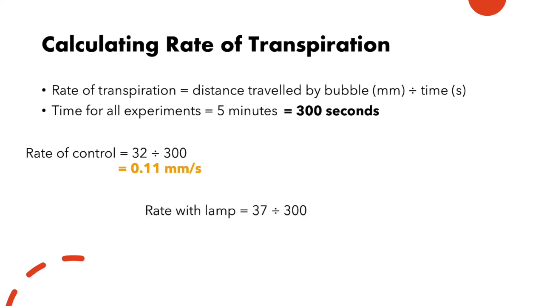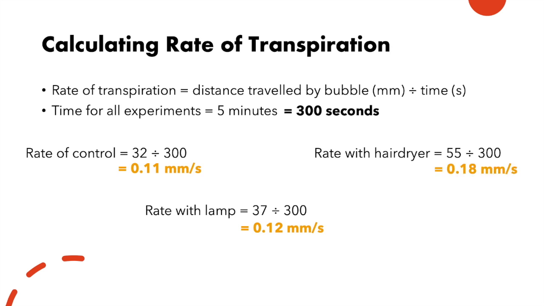For the lamp, we need to do 37 divided by 300, giving us a rate of 0.12 millimetres per second, which is slightly higher. And for the hairdryer, we do 55 divided by 300, giving a rate of 0.18 millimetres per second. So that gives us the highest rate of transpiration for the hairdryer.